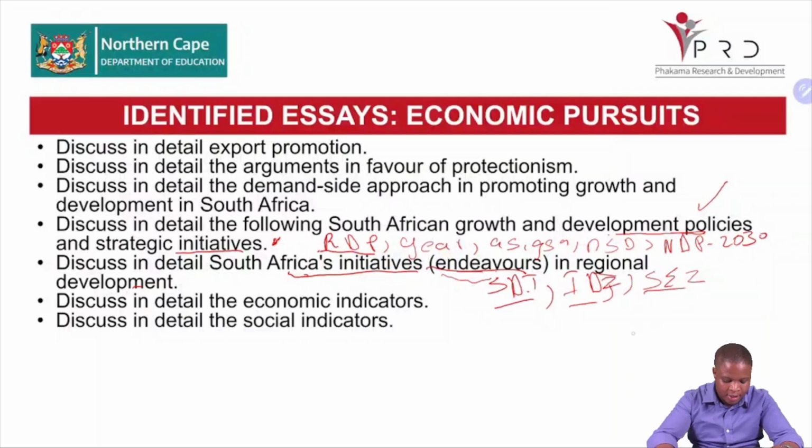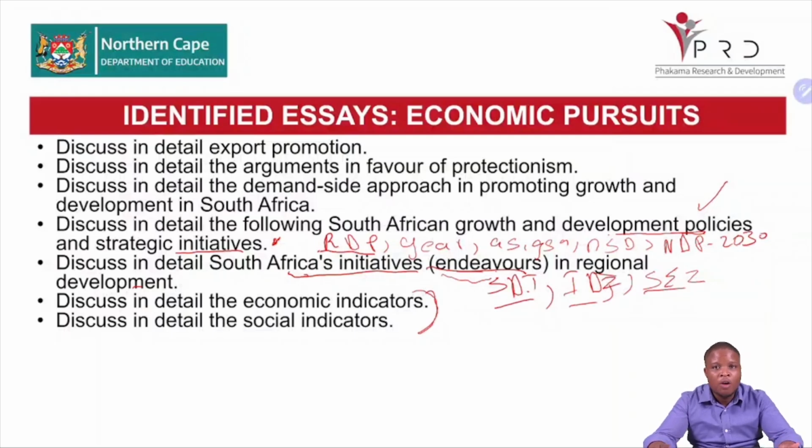Then the other essay that we have here is discuss in detail the economic indicators, and then discuss in detail the social indicators. So these two indicators, they come from the same unit, which is your indicators, right? Indicators measuring the performance of the economy. So one of them here can come on question 6.